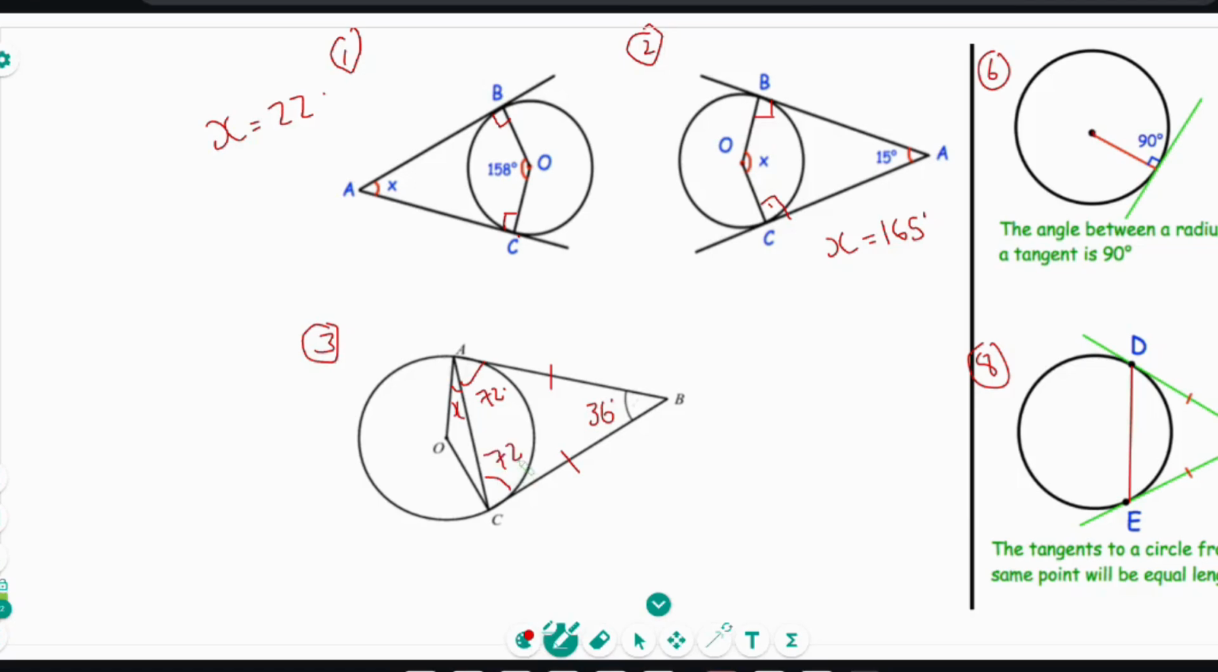We also know that we've got a tangent touching a radius, which makes 90 degrees. So that whole angle there is 90 degrees. So to get x, it is 90, take away 72, which is 18. Okay, those are all the tangent theorems completed. I would suggest watching my recording on exam questions where we look at all the theorems put together.